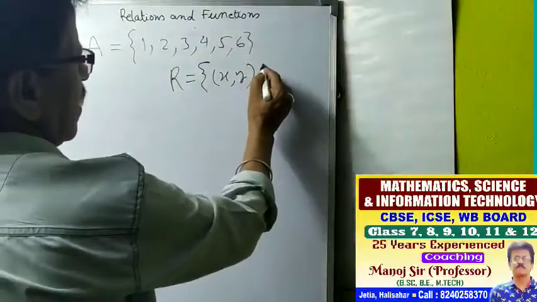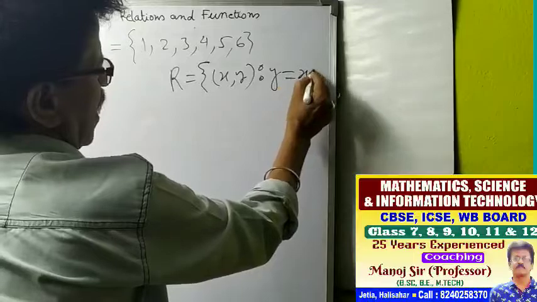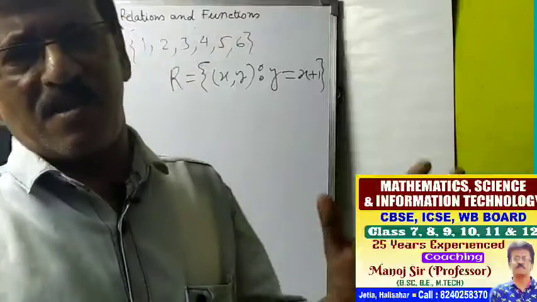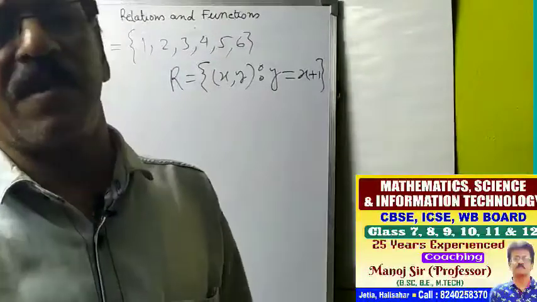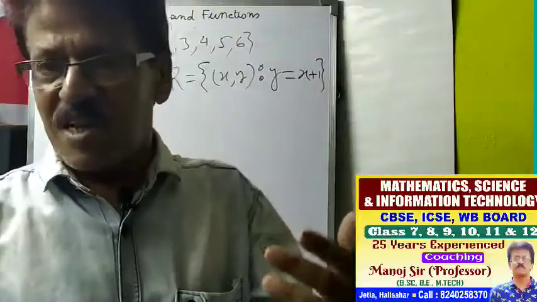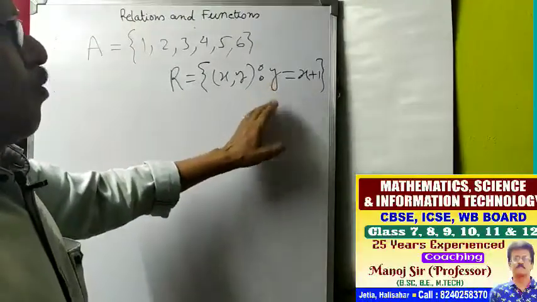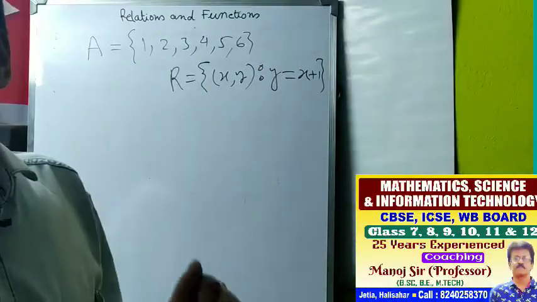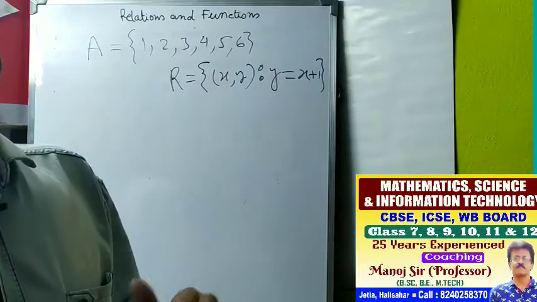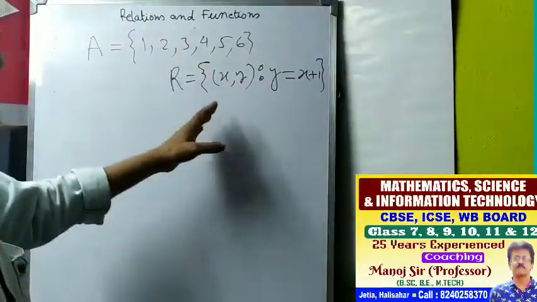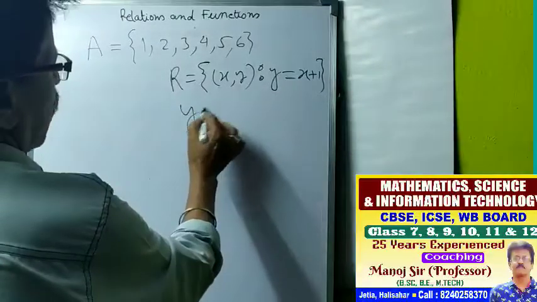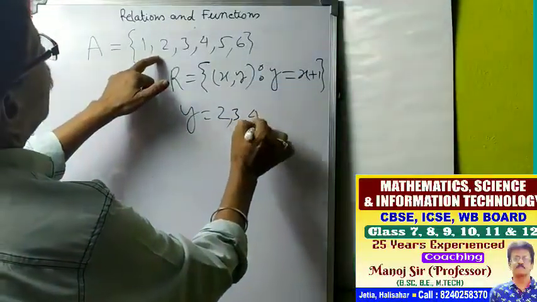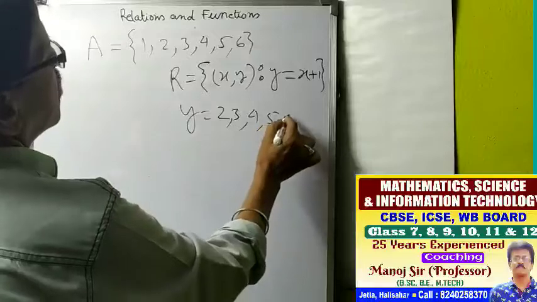Here for simplicity we assume that y equals x plus 1. This is a very simple example, but in the book, in the exercise, or in JEE Main or any competitive exam you can find this kind of relation, where the condition for y in terms of x is more complex. But here for simplicity let y equals x plus 1. First we have to find the value of y. Very simple: for 1 it is 2, because 1 plus 1, then 3, then 4, for 4 it is 5, and 7 for 6, and so on.